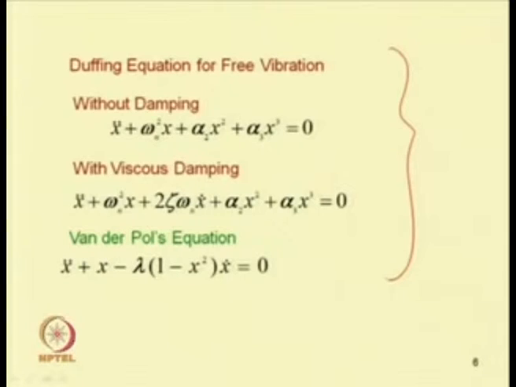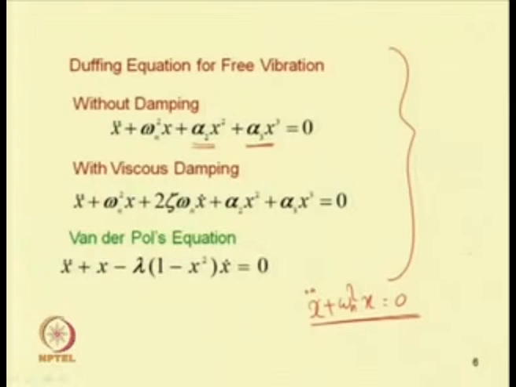for free vibration. So, without damping, the equation can be written as x double dot plus omega n square x plus alpha 2 x square plus alpha 3 x cube equal to 0. So, this is the quadratic nonlinearity and this is the cubic nonlinearity, and in case of the systems without nonlinearity, it can be reduced to x double dot plus omega n square x equal to 0.